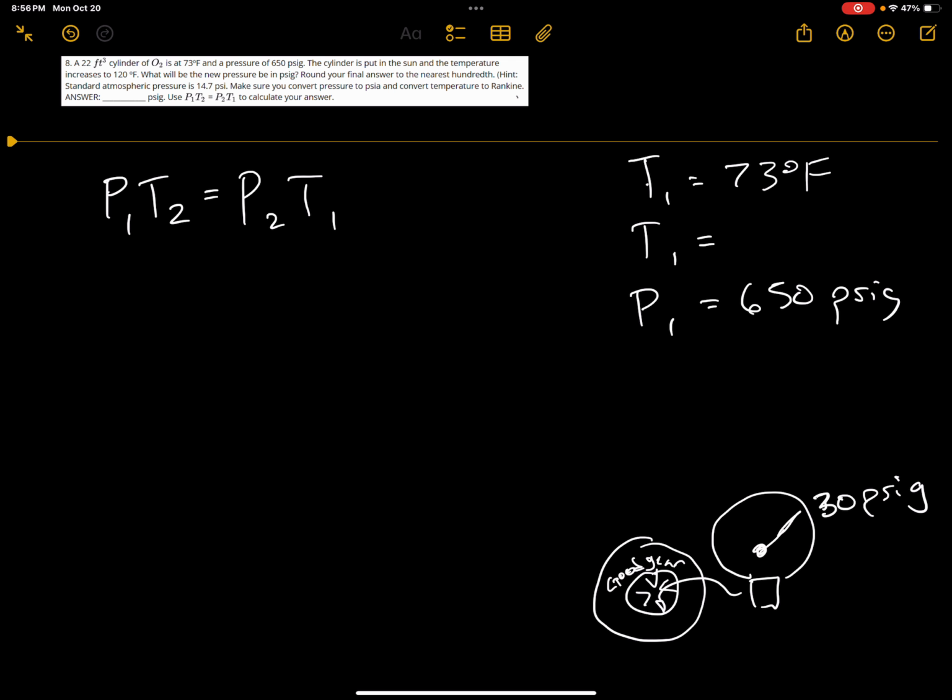Round your final answer to the nearest hundredth. Hint, standard atmospheric pressure is 14.7 psi. Make sure you convert pressure to psi-A and convert temperature to Rankine.